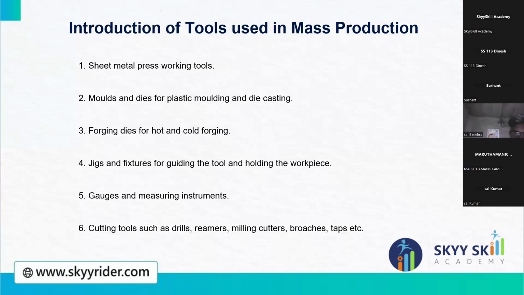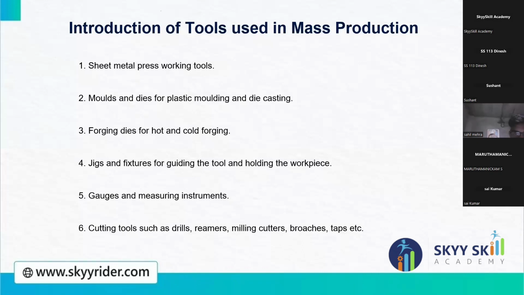Molds and dies are basically used for plastic injection moldings. If you go for aluminum casting or gray cast iron, then die castings are used. For hot forging and cold forging, there are forging dies for metals. And we'll discuss jigs and fixtures, used for guiding and holding the workpieces.